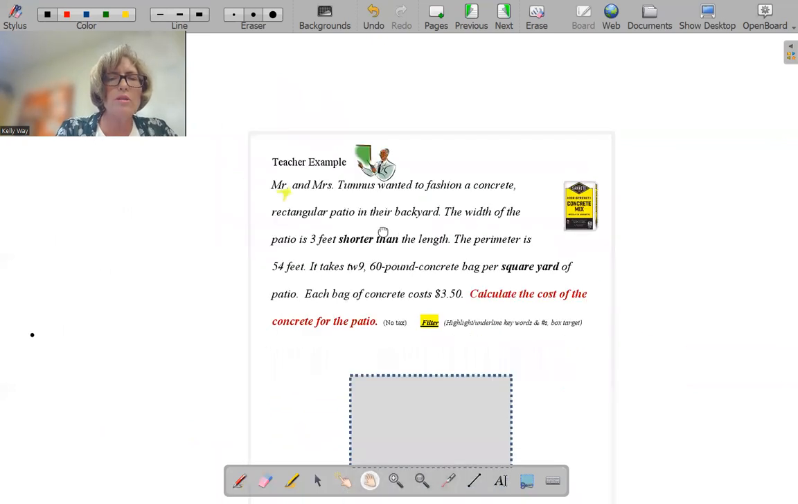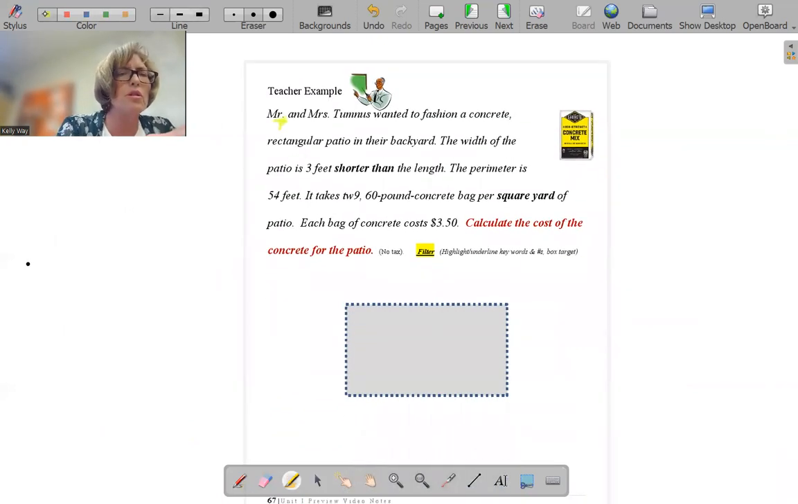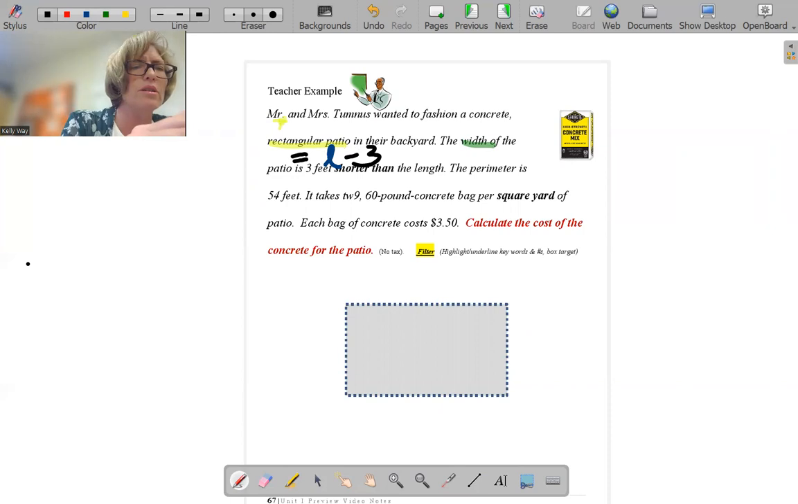Draw, label, list, cross out. Now we're going to filter. Let's see what we have here. First off, we're going to make a patio, concrete, and it's a rectangle. It says right here that the width is, that's an equal sign, 3 feet shorter than the length. So the width is whatever the length is minus 3 feet.